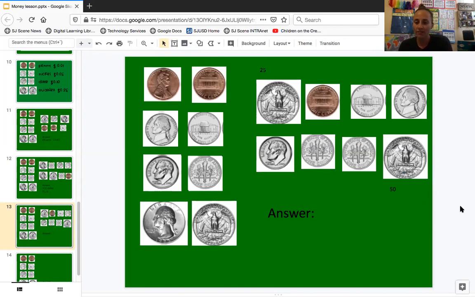What's my next value? My next largest value after 25s is 10. Good. Which ones are 10s? Remember, these look the same. We know penny, penny, copper, brown. But what are these? Which one's this one? Is this 10? No, that one's 5. These are 10s. Okay. So I'm going to come to this first one right here.